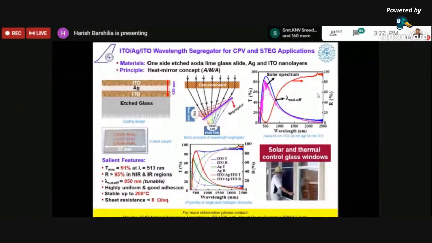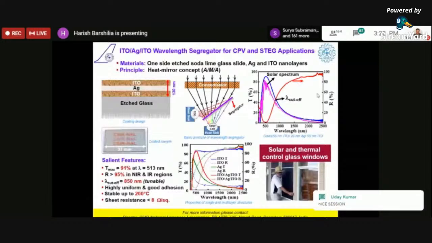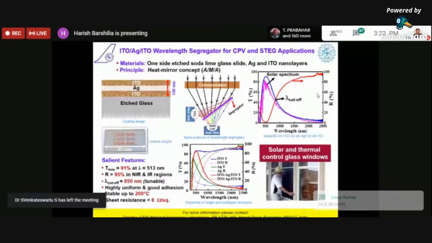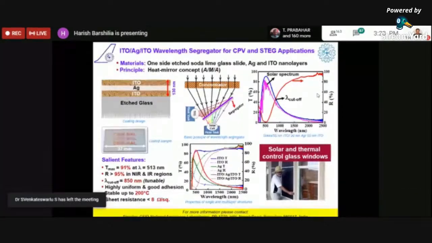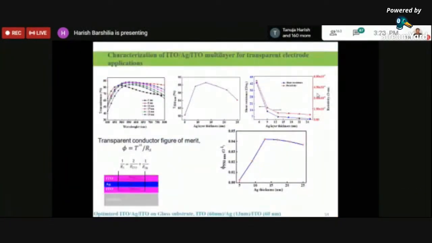Now coming back to the solar cell. If you can segregate the visible radiation and the infrared radiation, the visible radiation can be used in the solar cell, and the infrared radiation, which is nothing but heat, can be used either in thermoelectric devices, or you can have a separate cooling mechanism so that the performance of your solar cell does not degrade. So this is another application where you can use these kinds of coatings. I am not going into the detail; this is a little bit of physics.